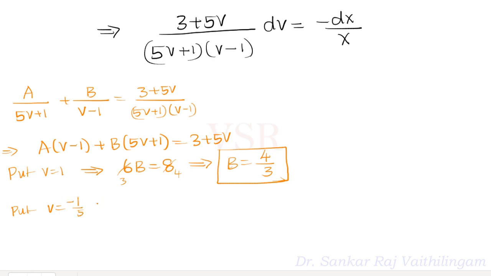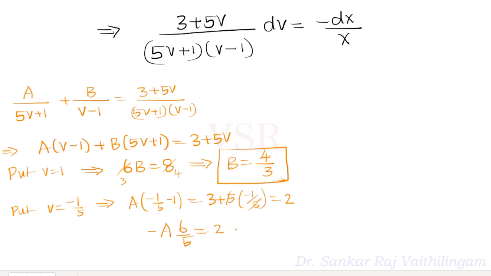So this implies that here, what do we get? a into minus 1 by 5 minus 1, which is equal to 3 plus 5 into minus 1 by 5. The 5 and 1 by 5 will cancel, so this is equal to 3 minus 1, which is equal to 2. Here, minus 5 minus 1 gives minus 6, so a into minus 6 by 5 is equal to 2.